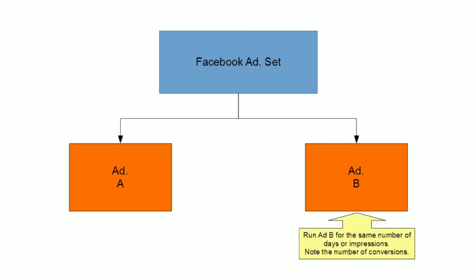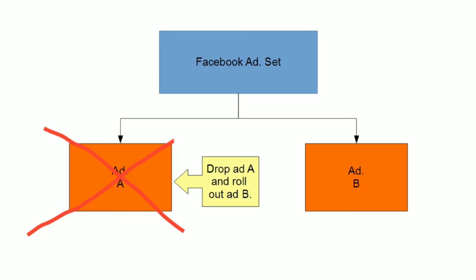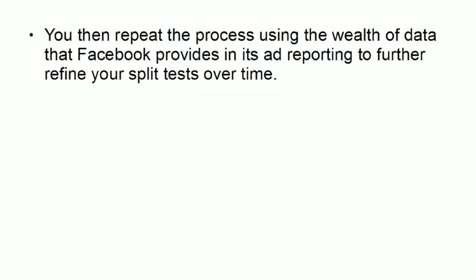You then run Ad B for the same number of days or impressions, and again you note the number of conversions. Now let's say, for the sake of argument, that when you go through all the stats you find that Ad B outperforms Ad A. What you simply do is drop Ad A and roll out Ad B to everybody that you want to target with the ad. And you then repeat the process using the wealth of data that Facebook provides in its ad reporting to further refine your split tests over time.